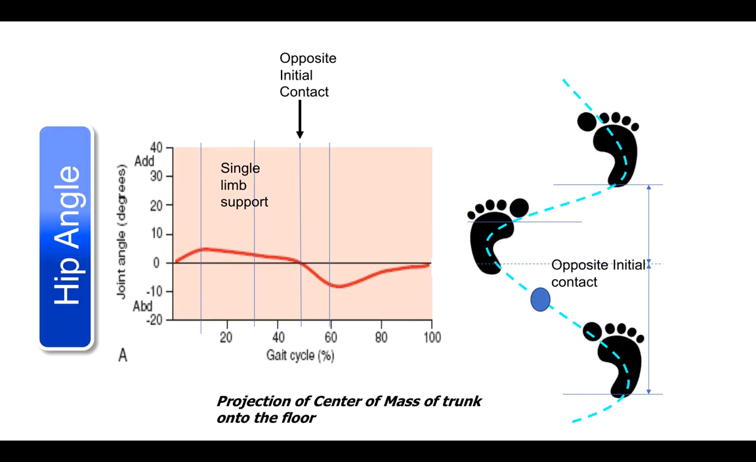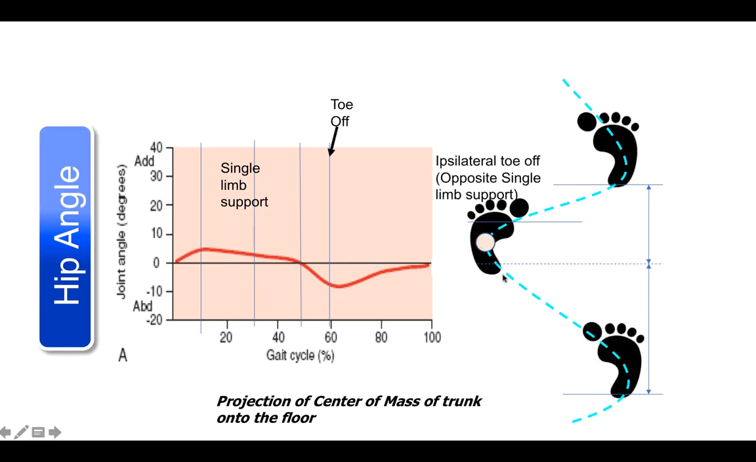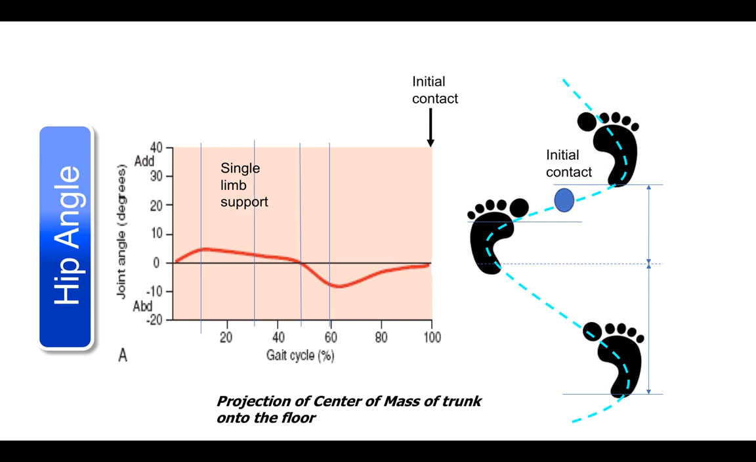And now we're back to the beginning of double limb support when we have opposite initial contact. So now the center of mass is halfway between each foot. And then as we go to opposite toe off, the center of mass now is in the middle of the opposite stance foot. And then now as we go to initial contact and completing the gait cycle, we're back into another period of double support. The center of mass is between each foot.